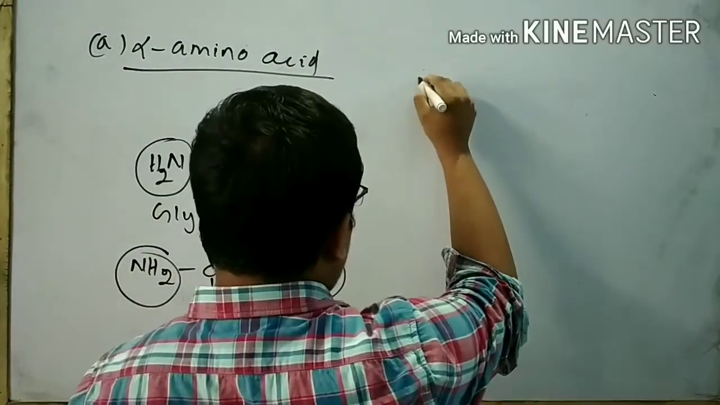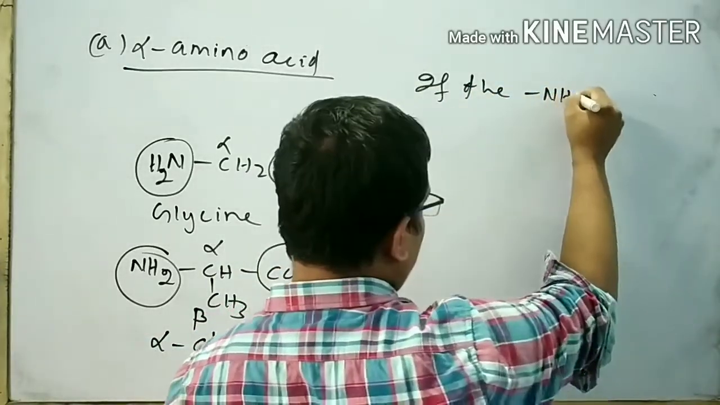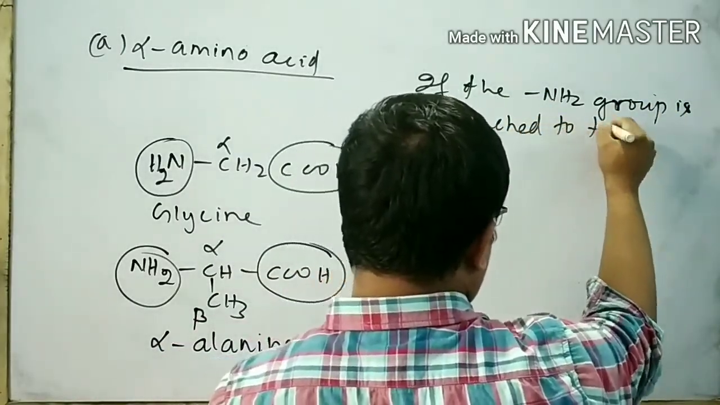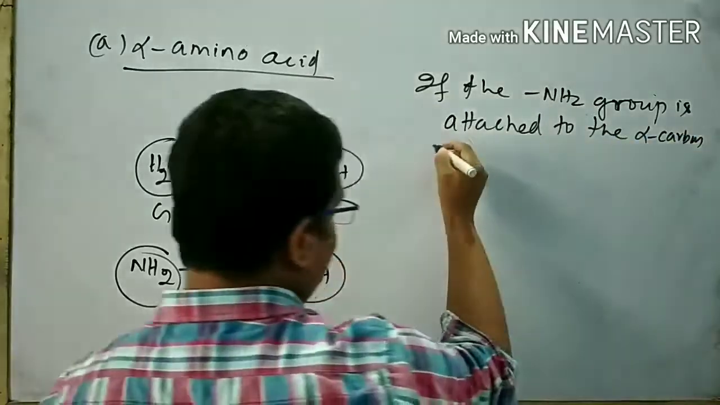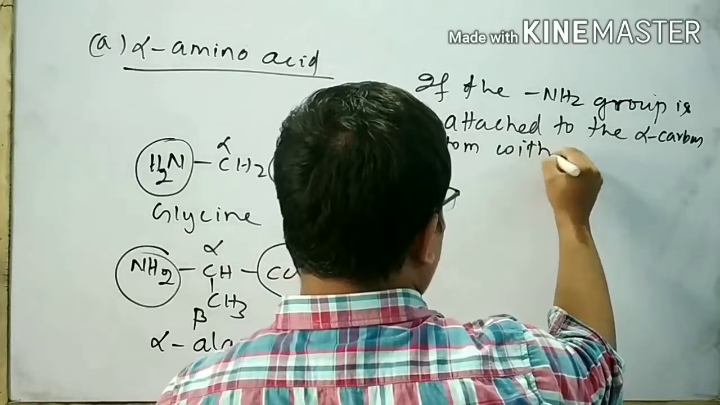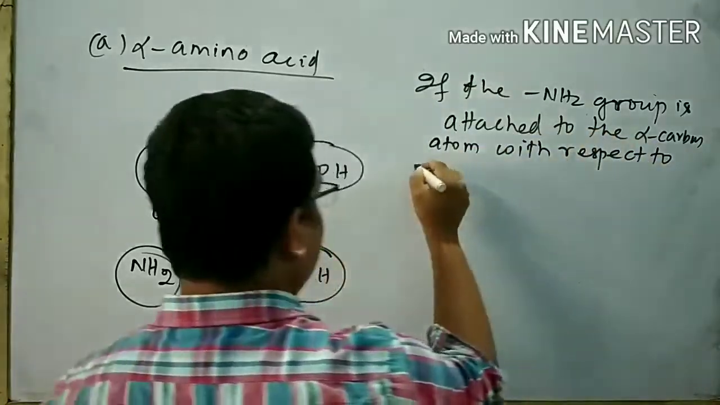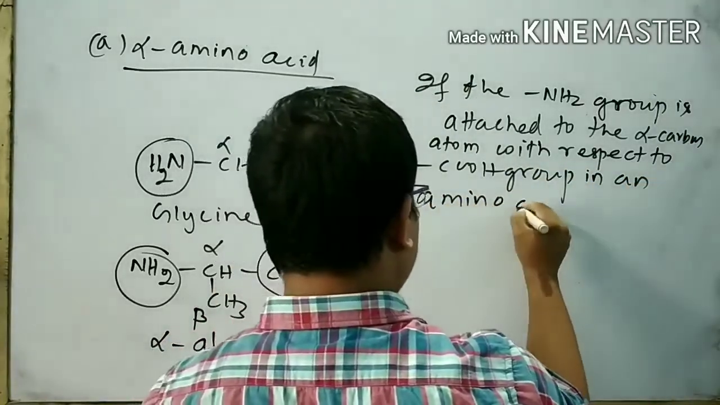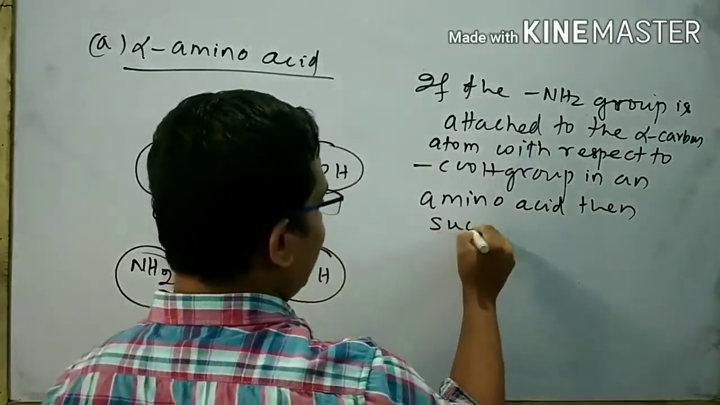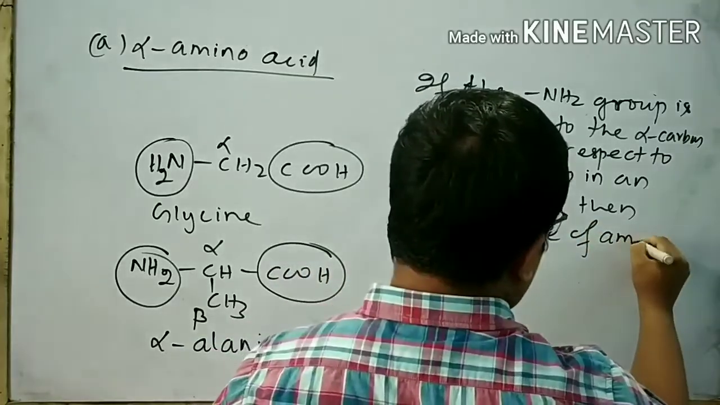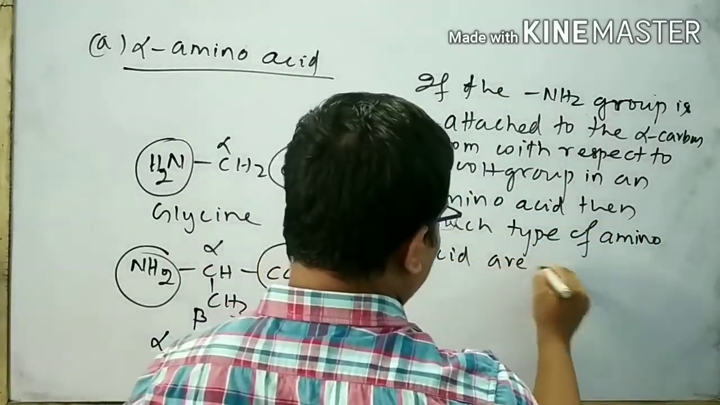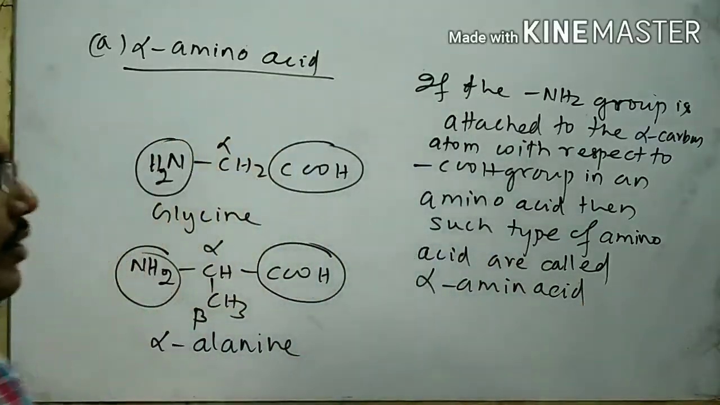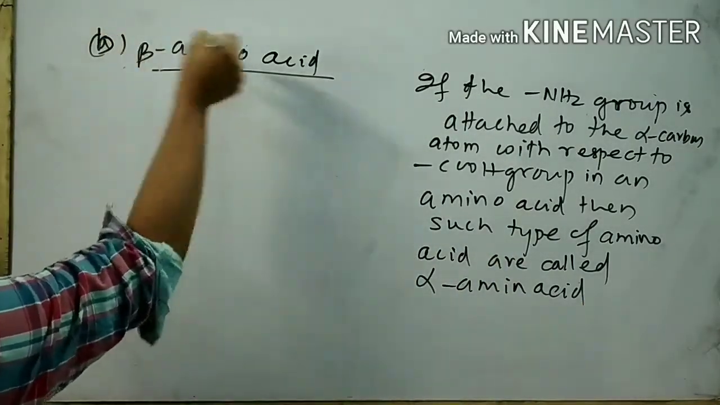So we can write: if the NH2 group is attached to the alpha carbon atom with respect to the COOH group in an amino acid, then such amino acids are called alpha amino acids. Next I will discuss the beta amino acid.